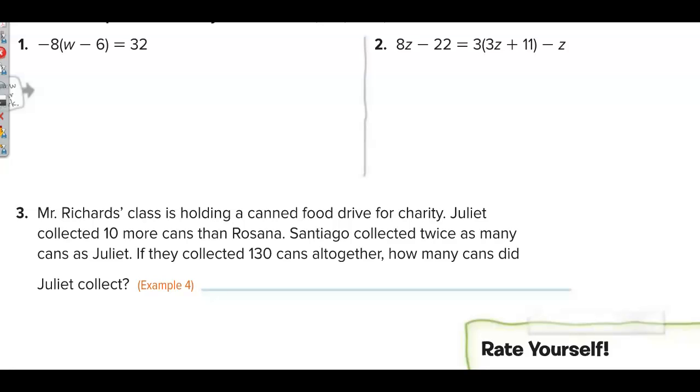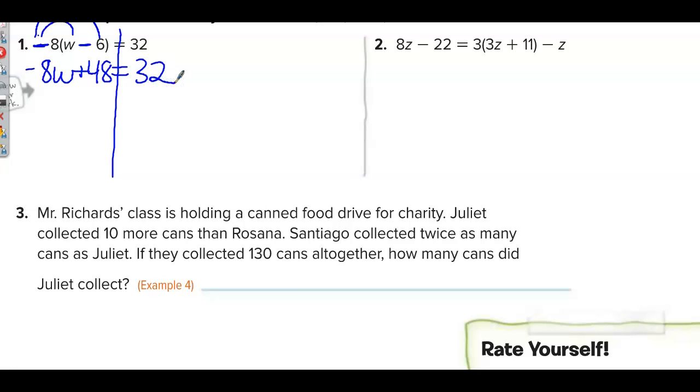Number 1, I'm going to draw my line first. Someone tell me what to do. Carly, what should I do first? Distribute, good. I'm going to distribute. So I'm taking -8 times W, which is -8W. And I'm taking my -8 times my 6. I always like to think of that as a -6. If I was doing it that way, a negative times a negative is a positive. Good. So I'm going to rewrite my 32.